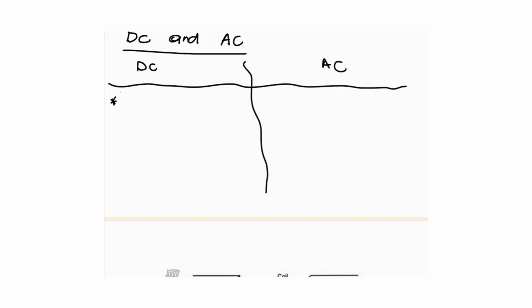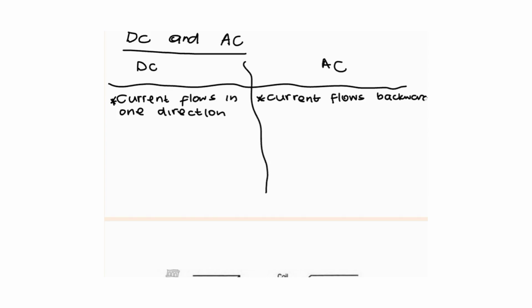With direct current, what you should know is that current will flow in one direction. Meanwhile, with AC, current doesn't flow in one direction; it can go backward and forward, or forward and backward. So that is the first difference between DC and AC.